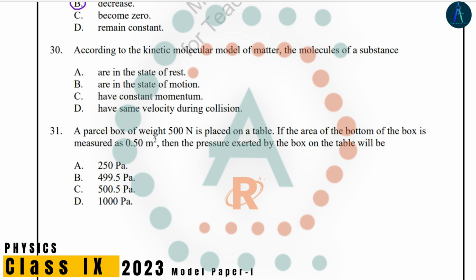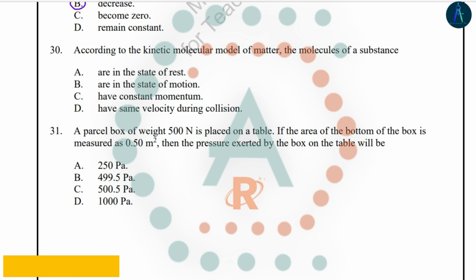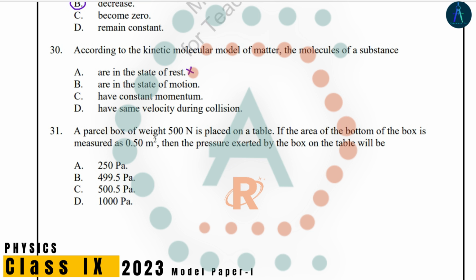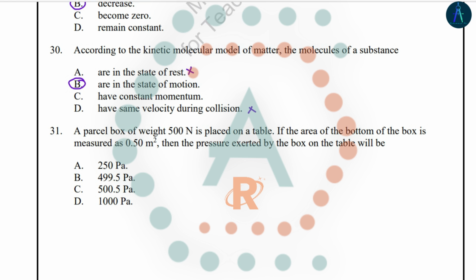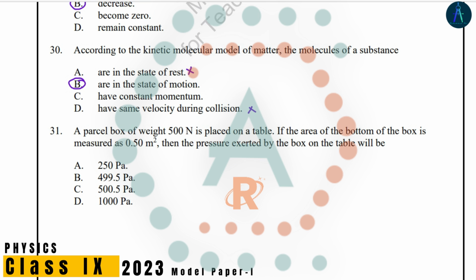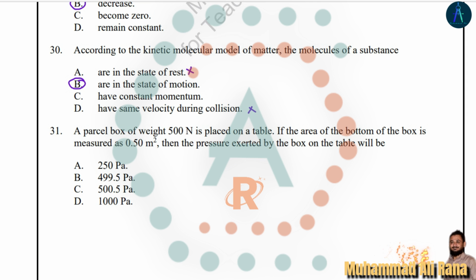According to the kinetic molecular model of matter, the molecules of the substance are in the state of motion, not in the state of rest, so this is incorrect. Having constant momentum and the same velocity during collision is also wrong. So option B we can mark as the right answer, because according to the kinetic molecular model, every state of matter is made up of tiny particles known as molecules, and these molecules are always in continuous motion and they attract each other.